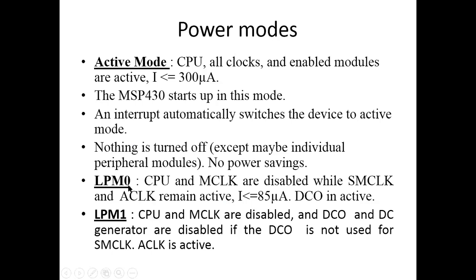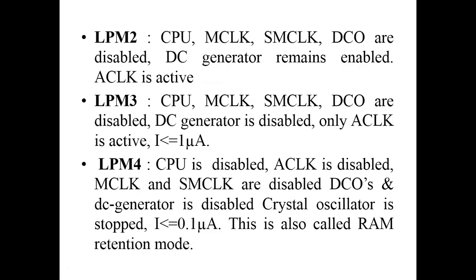Coming to low power mode 0, this is the first low power mode, in which the CPU and its clock, called the master clock (MCLK), are disabled. The remaining are active. Because the CPU and MCLK are disabled, the current consumption is reduced to 85 microamps from 300 microamps. In low power mode 1, the CPU and MCLK are also disabled, and sometimes the DCO is also not used for SMCLK. Because of this, the power consumption is also reduced.